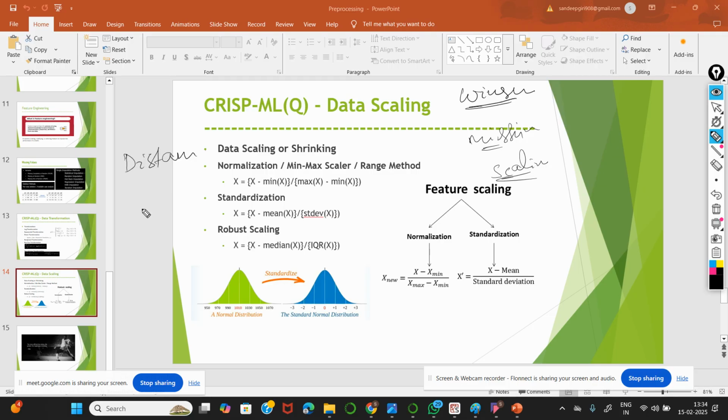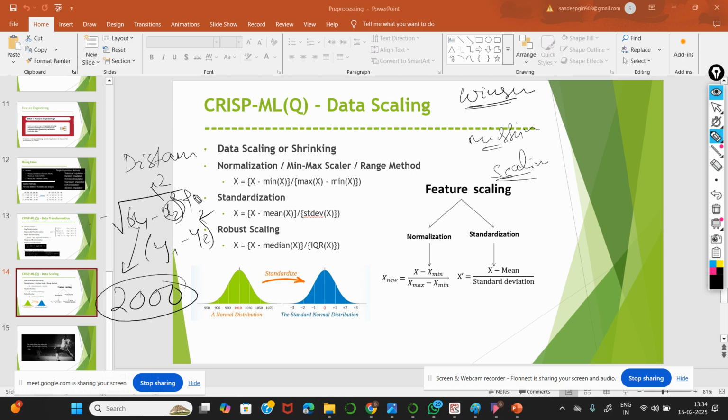When you are calculating distance, you use root over of (x1 minus x2) whole square plus (y1 minus y2) whole square, suppose this is the formula. If your x1 value is 2000 and your x2 value is 2, what is 2000 minus 2 the whole square? Your output would be impacted because of this big number, and since the other number is very small, your resultant output would be big. And after squaring, your final output will be completely messed up.